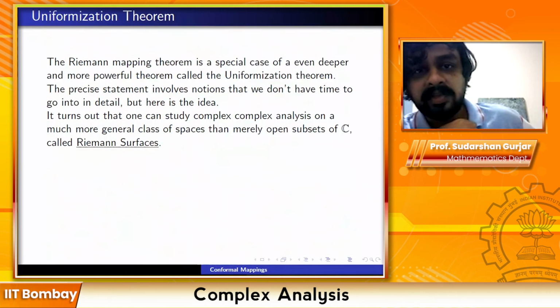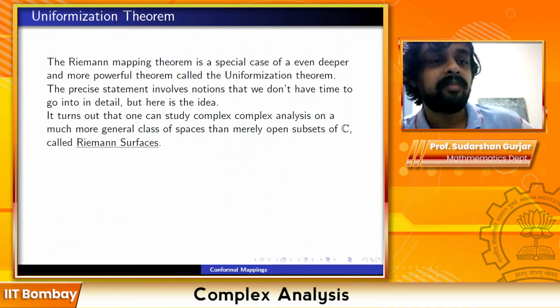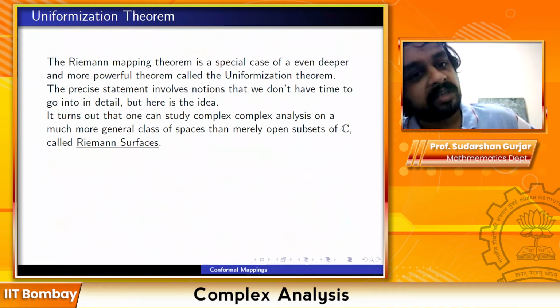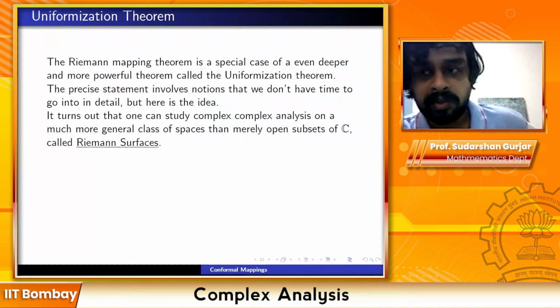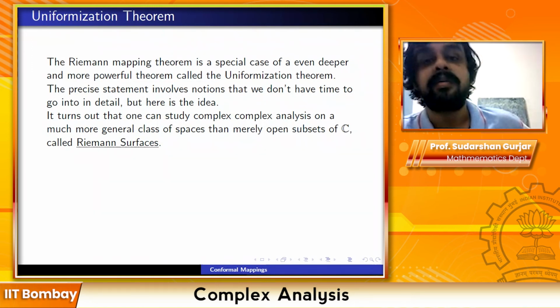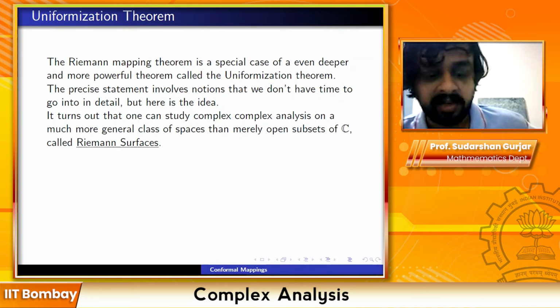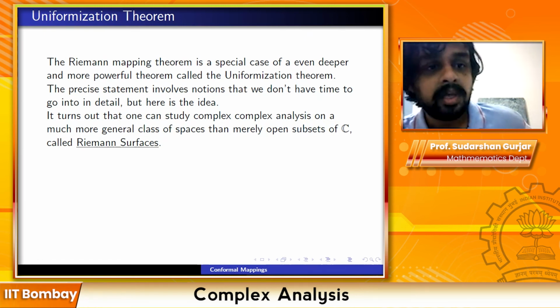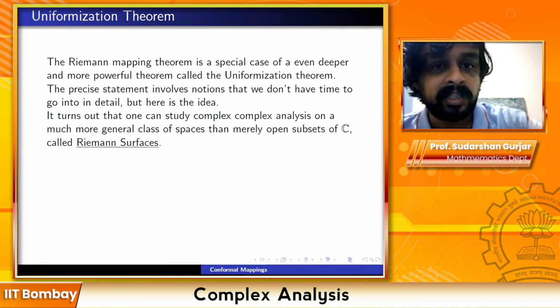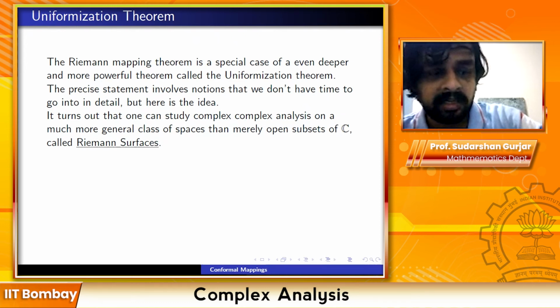Now the Riemann mapping theorem is a special case of an even deeper and more powerful theorem called the uniformization theorem. This is essentially the last thing I want to talk about. Unfortunately, the precise statement involves notions that we don't have time to go into detail, so I'll have to be a little bit vague. To make it precise will take a lot of time, and I'll have to make far too many definitions. So let me try and explain the theorem in a somewhat informal style.